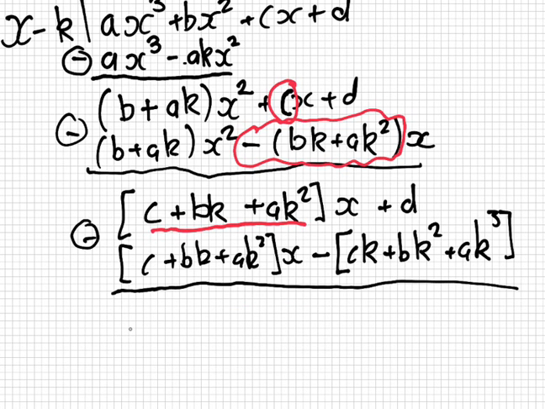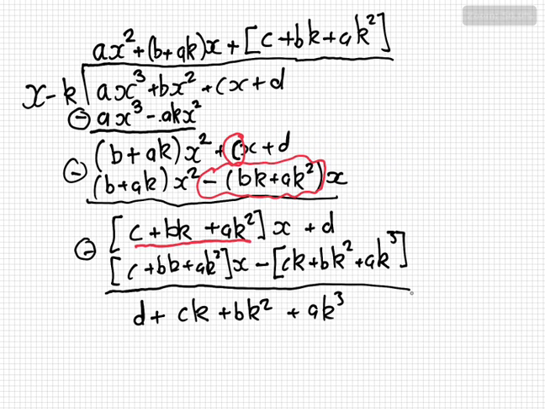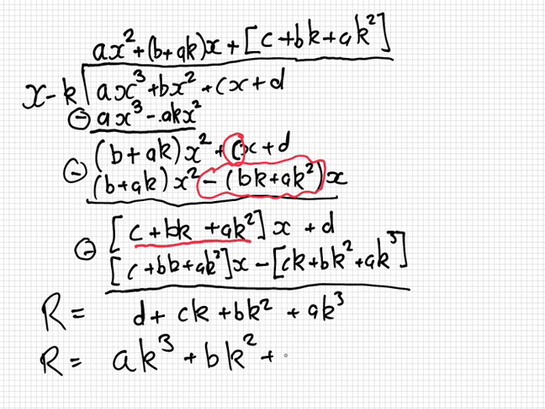So down here I would get D minus minus this, so I'd get D plus plus CK plus BK squared plus AK cubed. What's this piece at the end called? Remainder. Remainder. So here's my formula for the remainder. Let me rewrite it for you. Remainder equals AK cubed plus BK squared plus CK plus D.